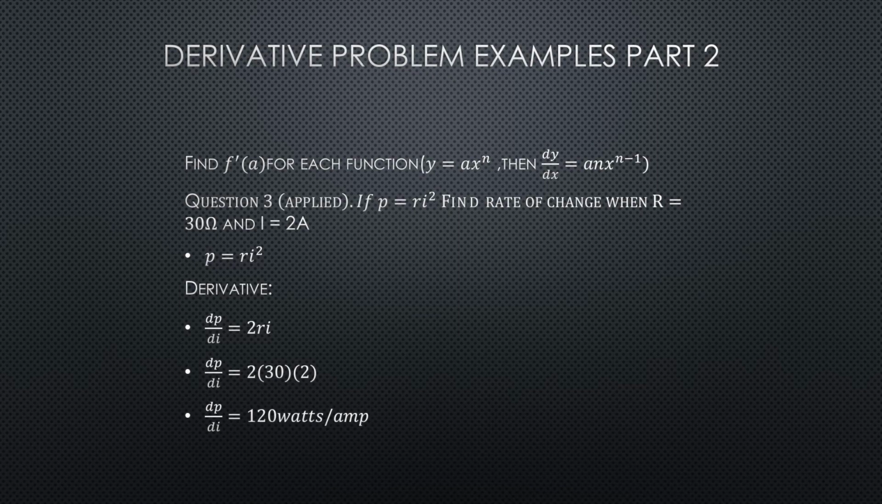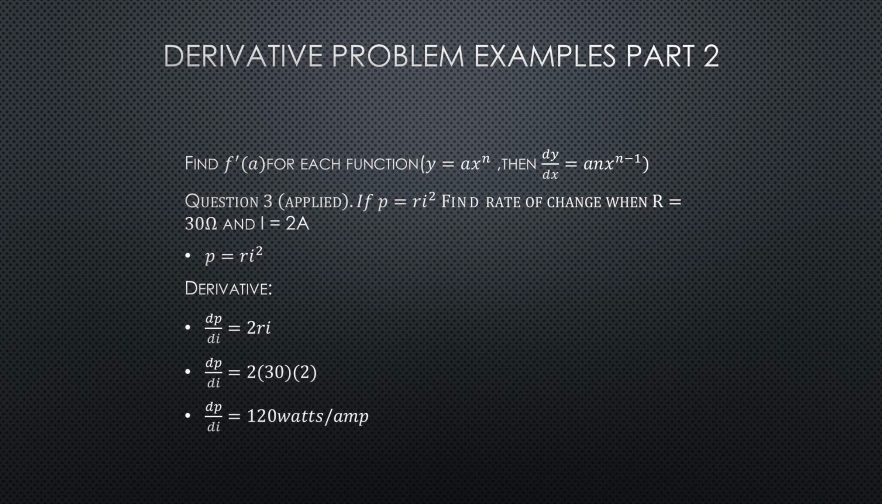So here is a second semester type of question, but we're going to solve it using calculus. If power is equal to resistance times current squared, I squared R, find the rate of change when R is equal to 30 ohms and I is equal to 2 amps. Most of the time, in second semester, we would just take I squared times R. So 2 times 2, 4, times 30 is 120 watts, right?